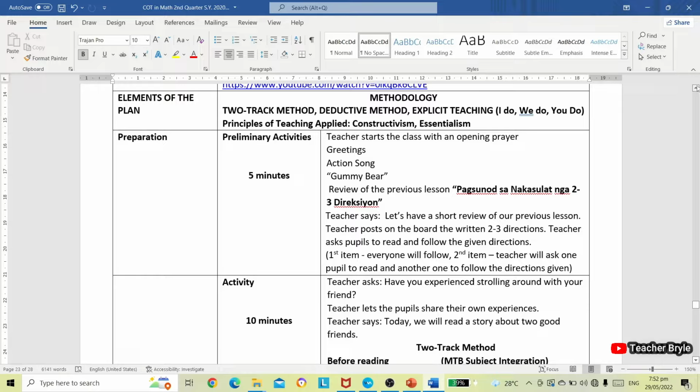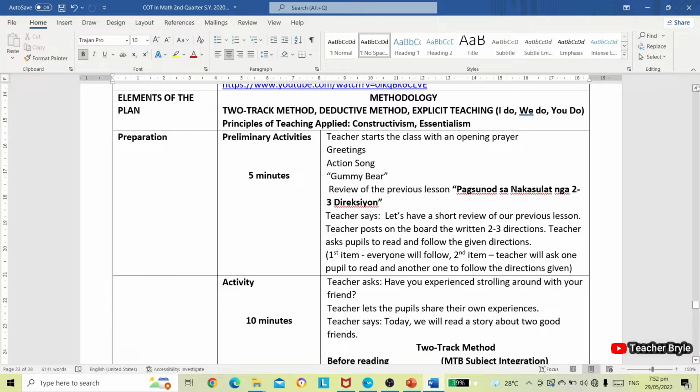Teacher starts the class with an opening prayer, greetings, action song, gummy bear, review of the previous lesson, pagsunod sa nakasulat nga duhat hangtod sa tulo ka direksyon. Teacher says, let's have a short review of our previous lesson.